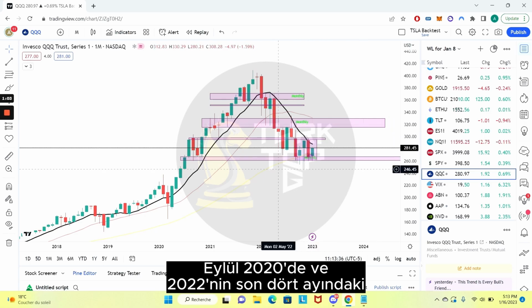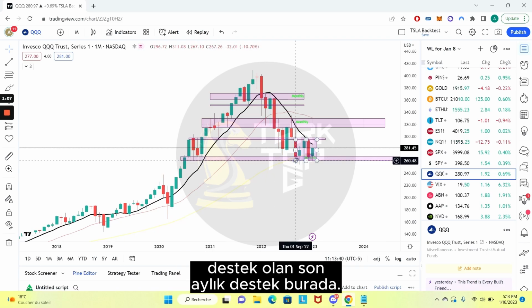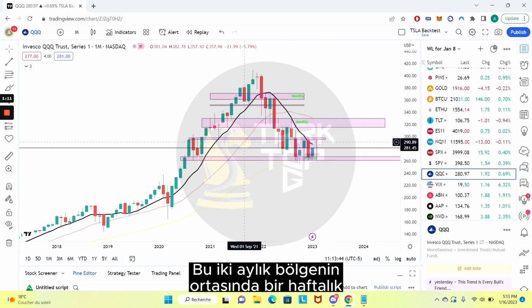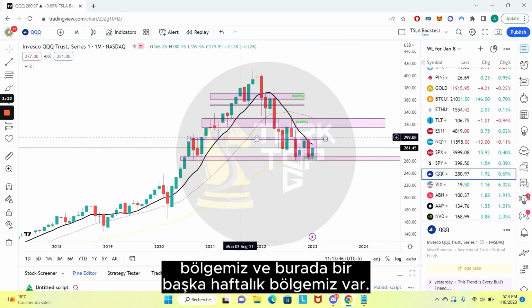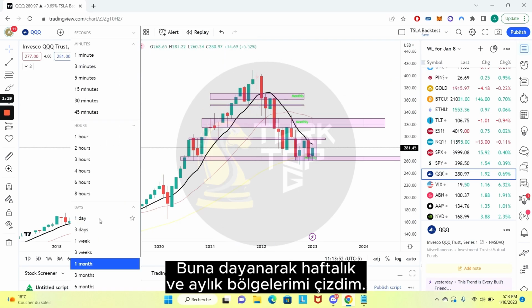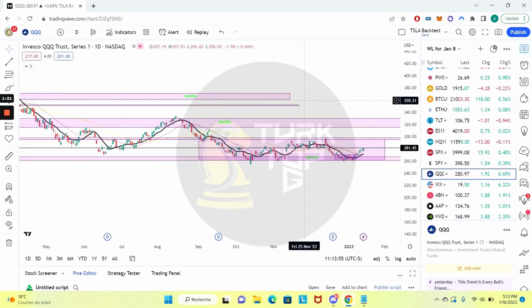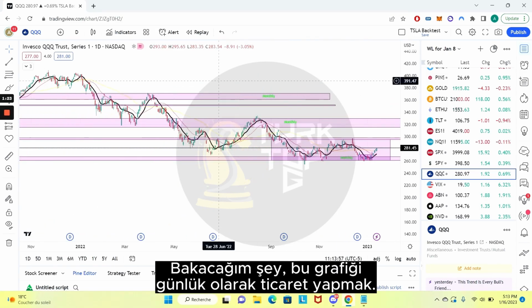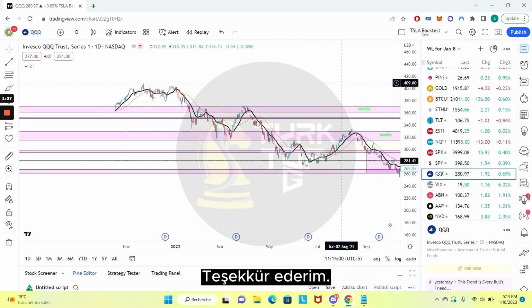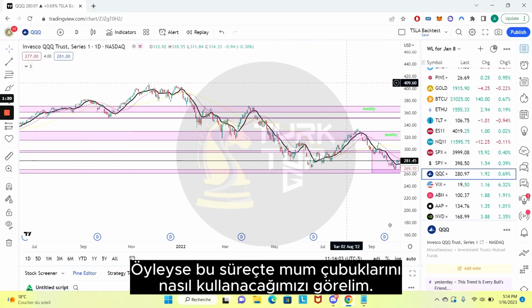The last monthly support is here, which was the support back in September 2020 and for the last 4 months of 2022. We have a weekly zone in the middle of these two monthly zones and another weekly zone here. So based on that, I've drawn out my weekly and monthly zones. What I will be looking at is to trade this chart on the daily time frame. So let's see how one would use candlesticks in this process.